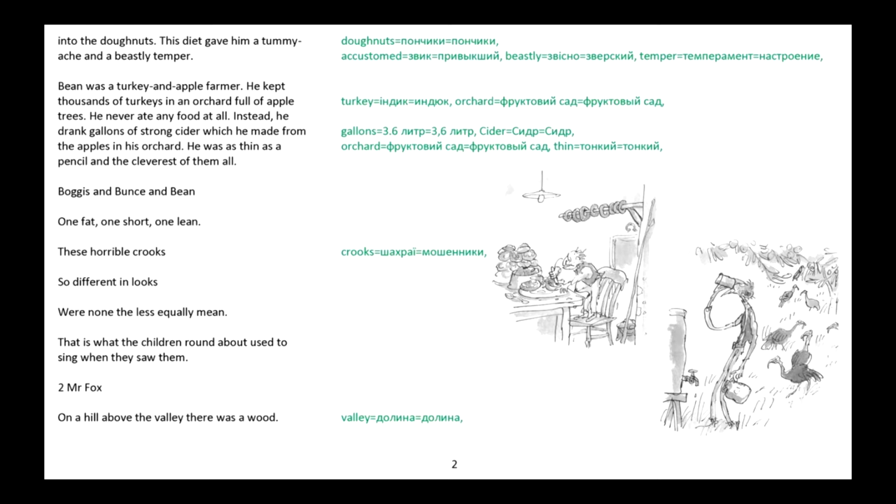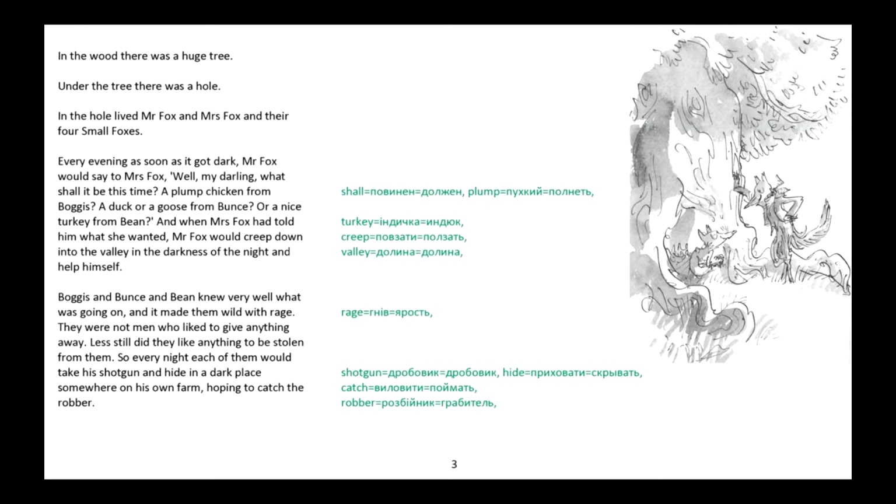Chapter 2, Mr. Fox. On a hill above the valley there was a wood. In the wood there was a huge tree. Under the tree there was a hole. In the hole lived Mr. Fox and Mrs. Fox and their four small foxes.